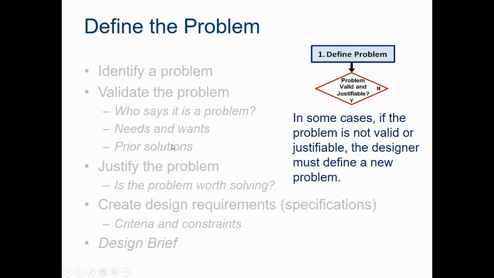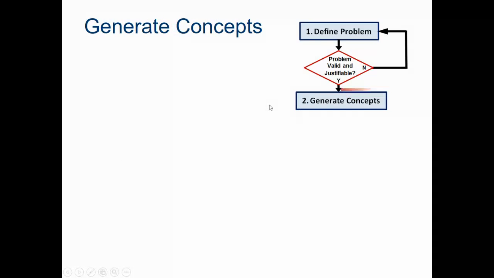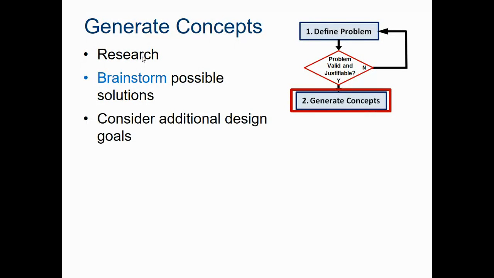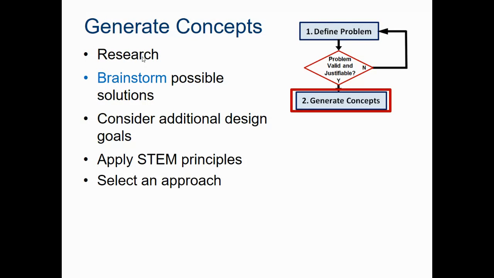Okay. And then we went to step 2, which is generate concepts. So we had to do some research. Who's done work on this before? Brainstorm. Remember, brainstorming is just writing down as many ideas as we possibly can. It is also one of those things where there are no bad ideas when we're brainstorming. We consider additional design goals. We apply STEM principles, select an approach through a decision matrix.